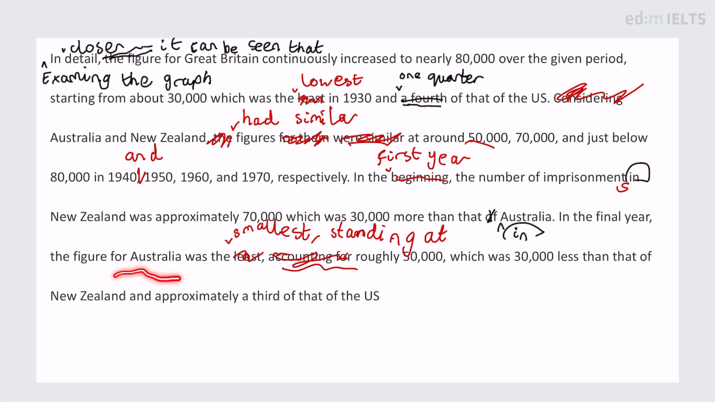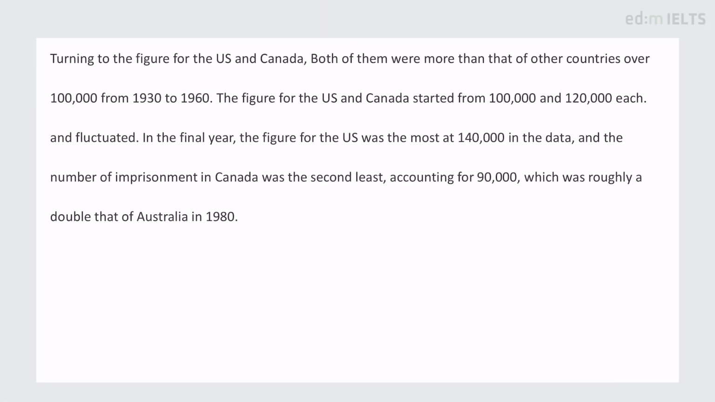In the final year, the figure for Australia was the smallest, standing at roughly 50,000, which was 30,000 less, well, really fewer, because it's countable now. Fewer imprisonments. Not less pollution or some uncountable, and fewer imprisonments than that of New Zealand. And approximately a third of that of the US. Well, okay, let's add a period there.